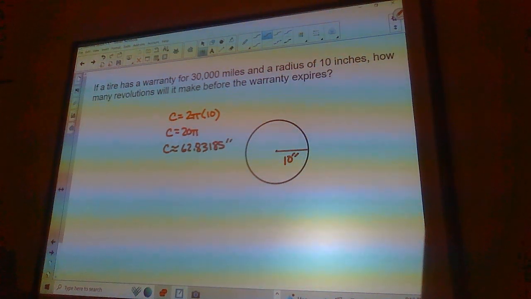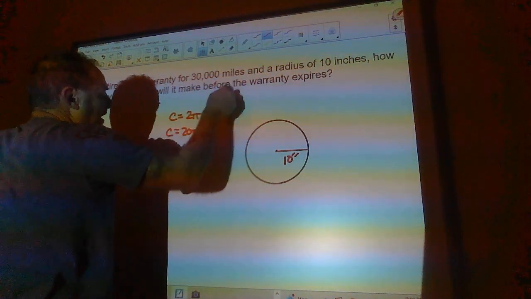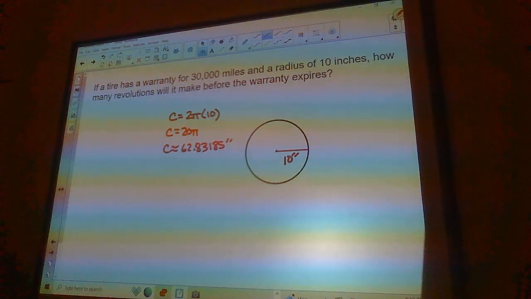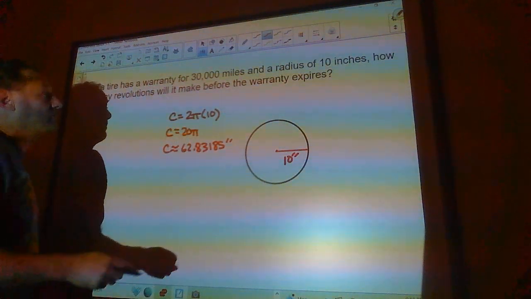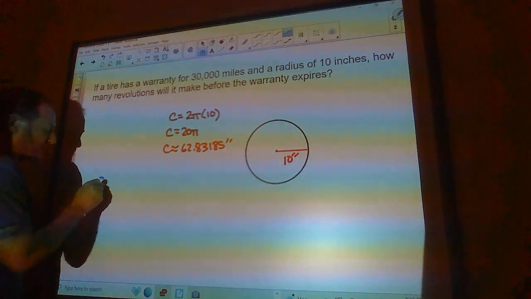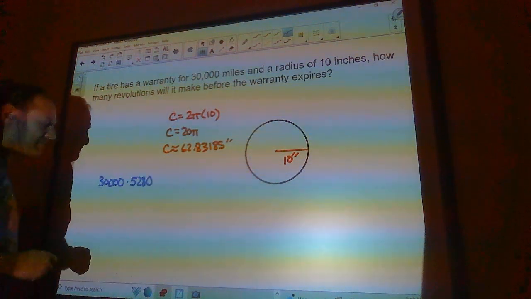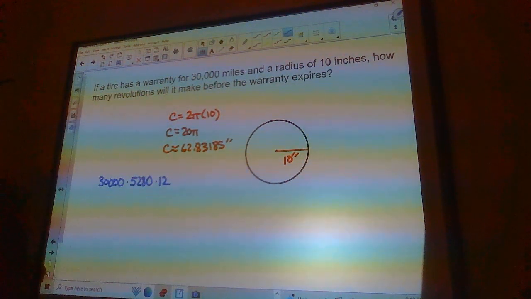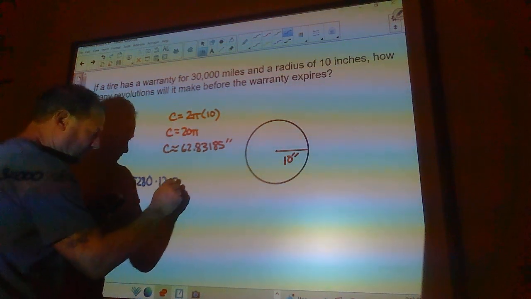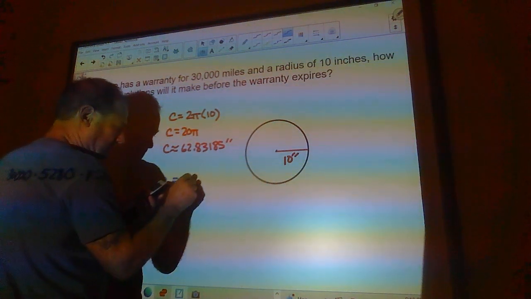That's in inches. Now, this tire can go 30,000 miles on its warranty. So the first thing that I'm going to do, since I've got miles and I've got inches, is I need to get them in the same unit. So probably pretty hard to change this into miles, but I can change that into inches pretty easy. So 30,000 miles times 5,280 feet in a mile times 12 inches. Okay, so here we go. 30,000 times 5,280 times 12. That's a big number. Let's see, what do we got here?